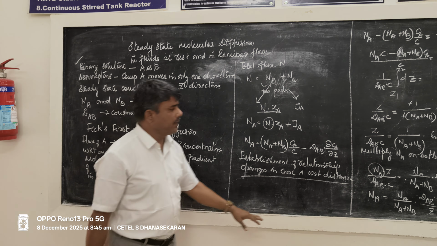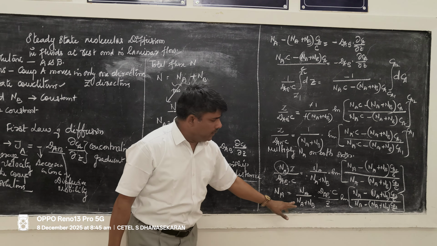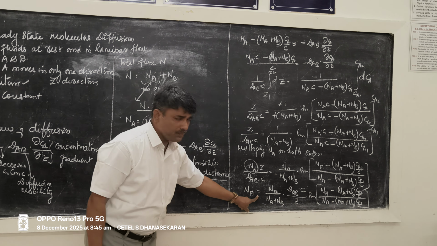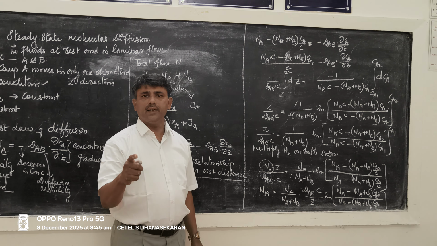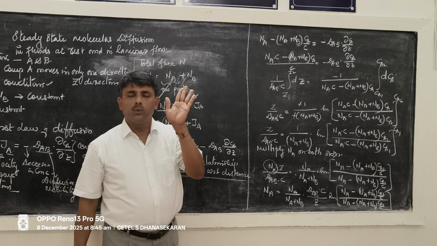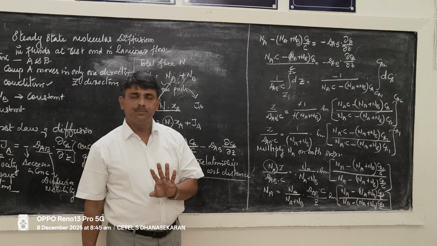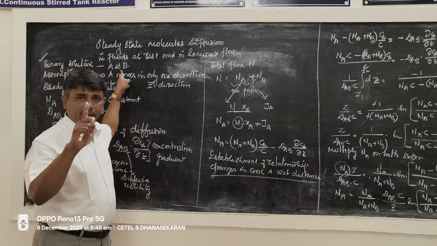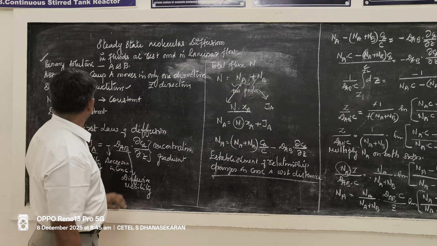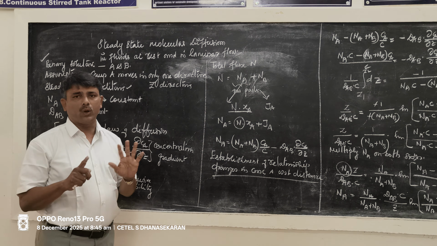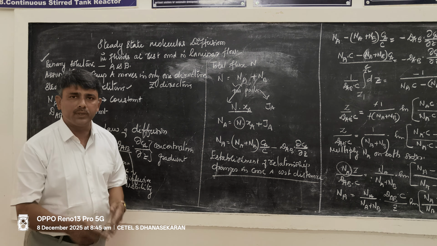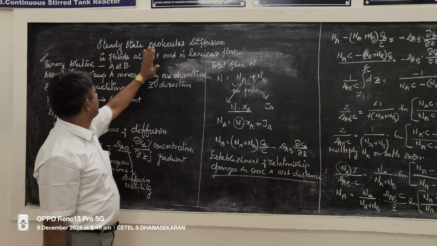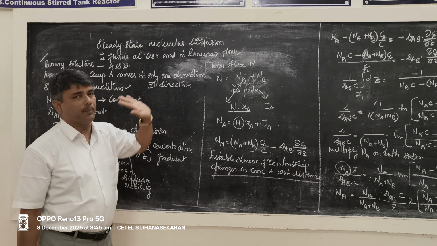Under these assumptions, we arrive at this final equation. This is the important equation. What I am trying to say is, this is the first stepping stone which is used to enter into mass transfer operations. But in a real-time process, movement of A is not in only one direction. Second point, flux Na and Nb will not be constant. So you have to go for 3-dimensional aspects. This is the fundamental information for molecular diffusion, steady state molecular diffusion in fluids at rest and in laminar flow. Thank you.